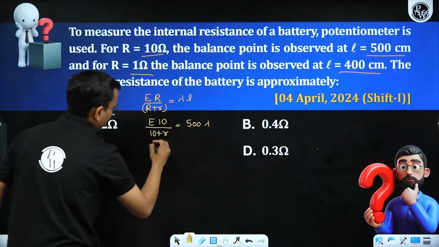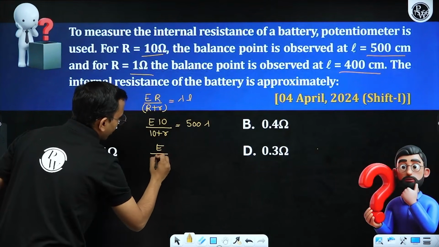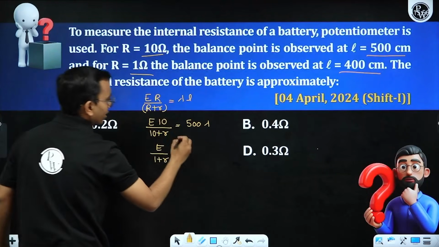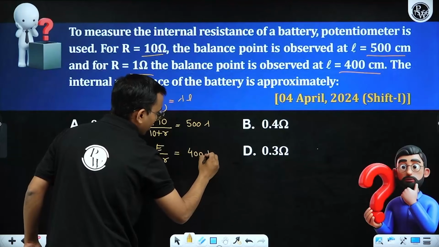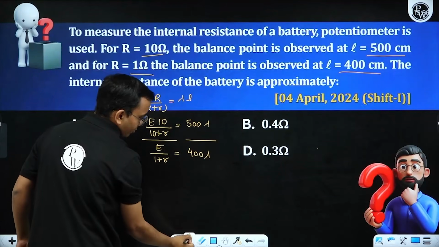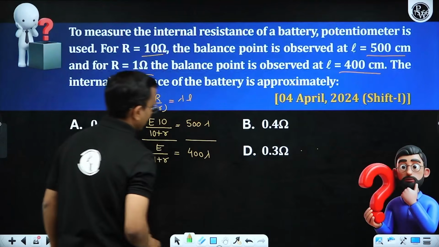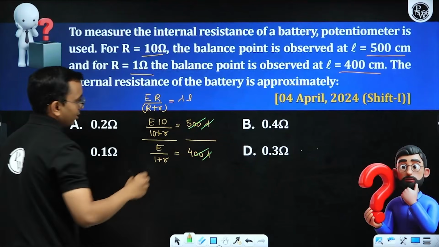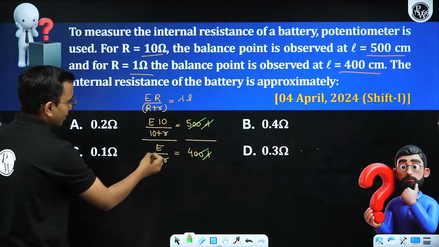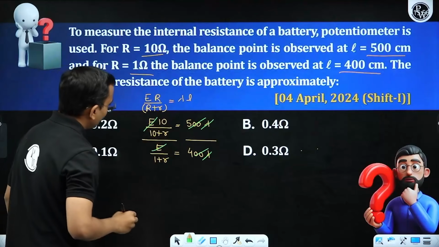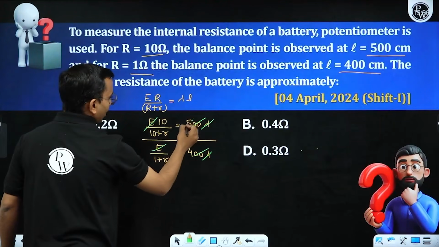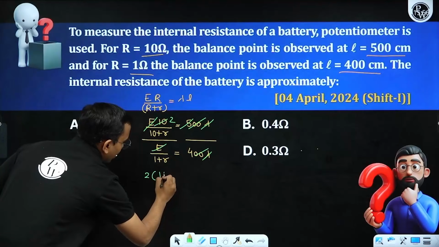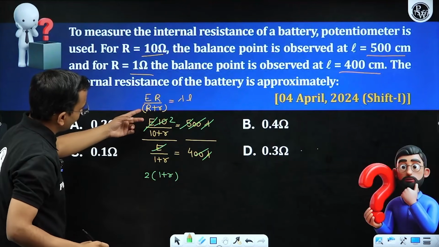Put it. R is 1, so E divided by 1 plus r, and this comes out to be 400 lambda. Divide these two. These lambda, 400 lambda means 100 lambda will get cancelled there. This E is getting cancelled here. So what will it become? This 5 into 2 it will become here. So this will become 2 into (1 plus r).